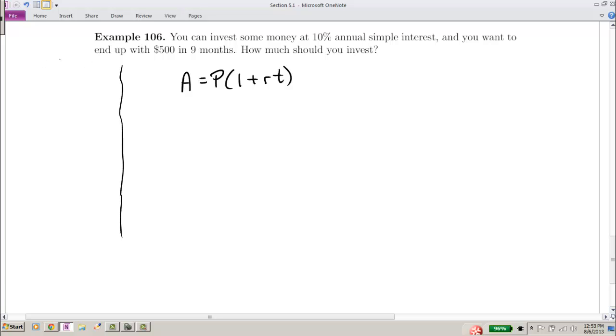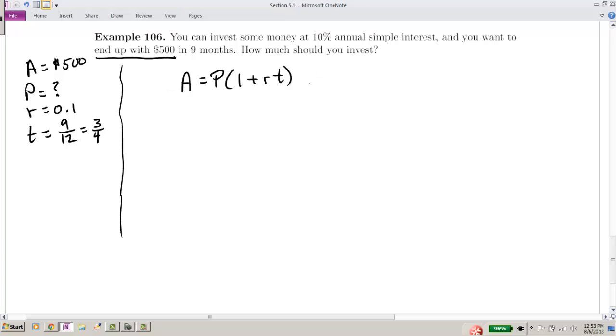It says you invest some money at 10% annual simple interest. So that's the value for R, 0.1. And you want to end up with $500 in 9 months. So the time, T, 9 months is 9/12 or 3/4. And we want to end up with $500, and that means that that's the future value we want to have. So we know a value for A, and it's the value for the principal that we don't know.